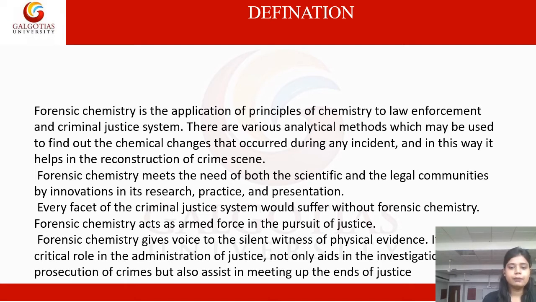Forensic chemistry also meets the need of both the scientific and legal communities by innovation in its research, practice and presentation. In fact, the criminal justice system would suffer without forensic chemistry. Forensic chemistry acts as an armed force in the pursuit of justice. It gives a voice to the silent witnesses of physical evidence. It plays a critical role in the administration of justice, not only helping in the investigation and prosecution of crime, but also assisting in meeting the ends of justice.